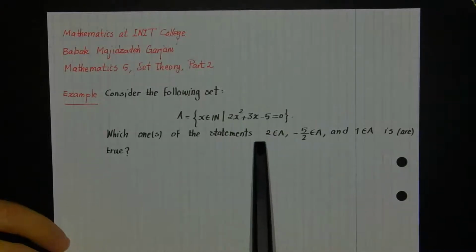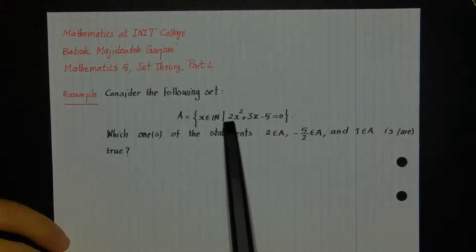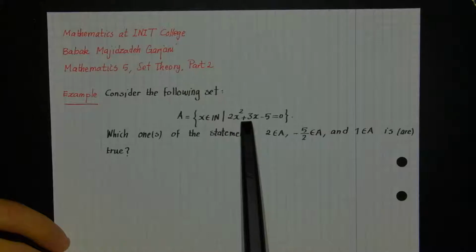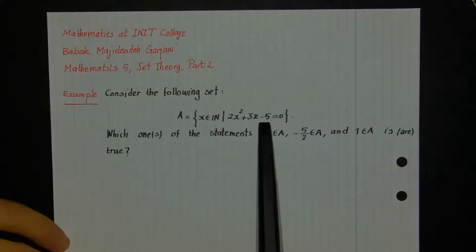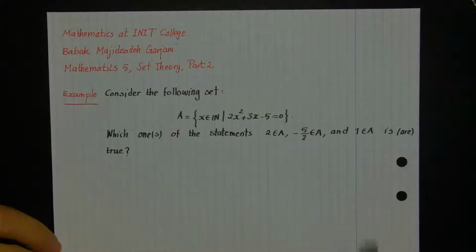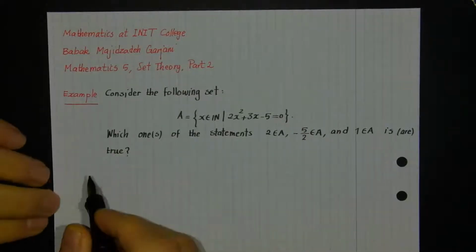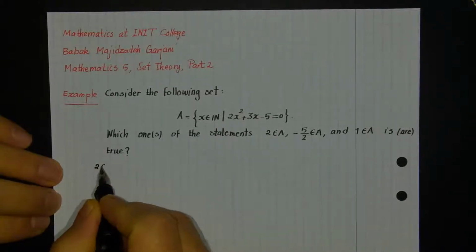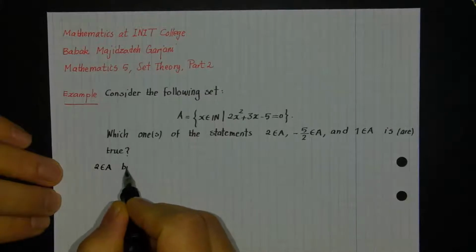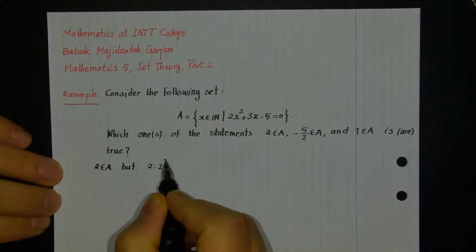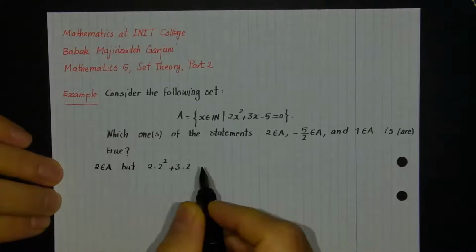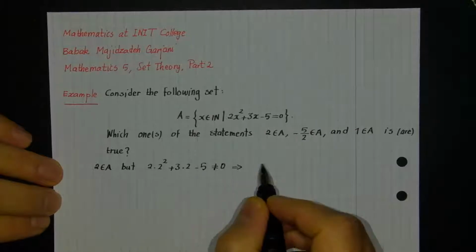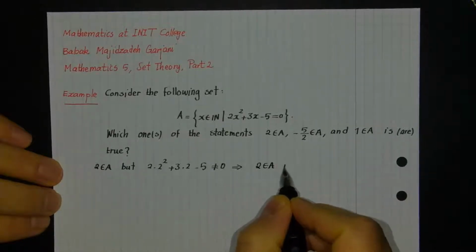But it doesn't, because if you put 2 here, 2 to the 2 is 4, times 2 is 8, and this is also 6, so it is 14 minus 5, which is not equal to 0. So I can say that 2 belongs to the natural numbers, but 2 times 2 to the 2 plus 3 times 2 minus 5 is not equal to 0. So this tells me that 2 belongs to A is a false statement.